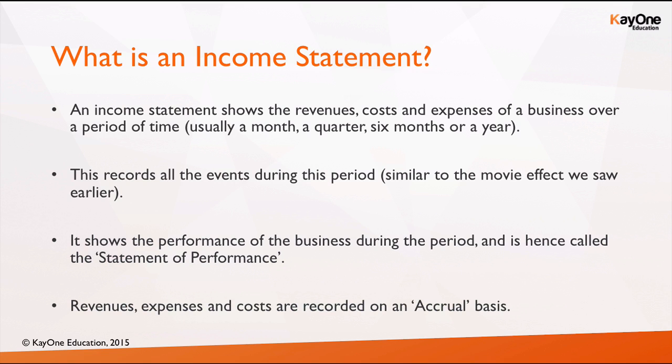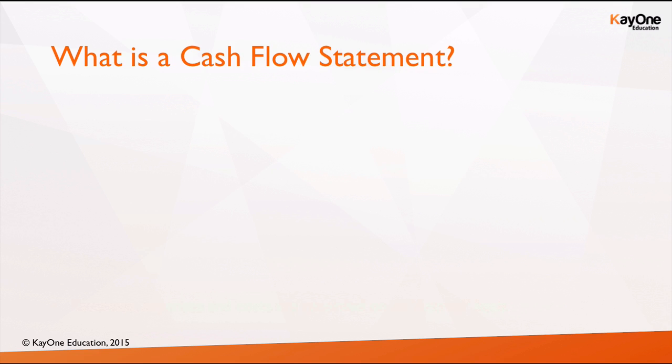Revenues, expenses, and costs are recorded on an accrual basis. This is something that we learned in an earlier lecture. So an income statement is a simple summary of what the business has earned and what it has spent. And therefore the difference between what it has earned and spent is called net income or profit. This is also something that we saw in an earlier lecture.